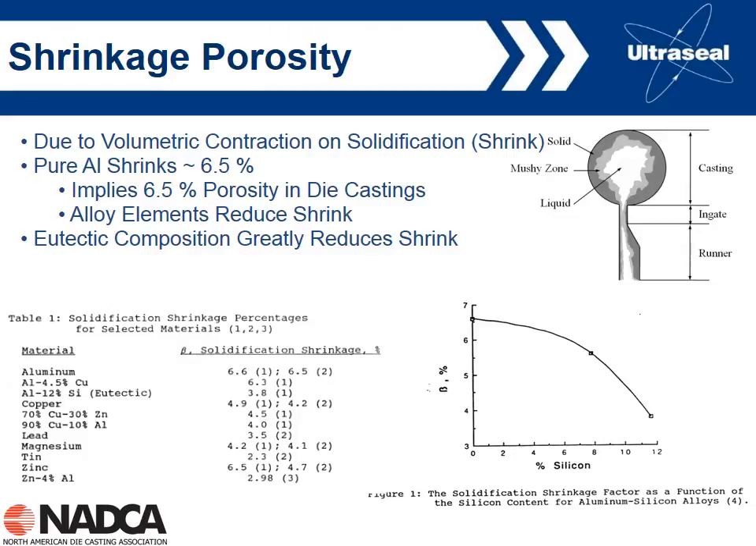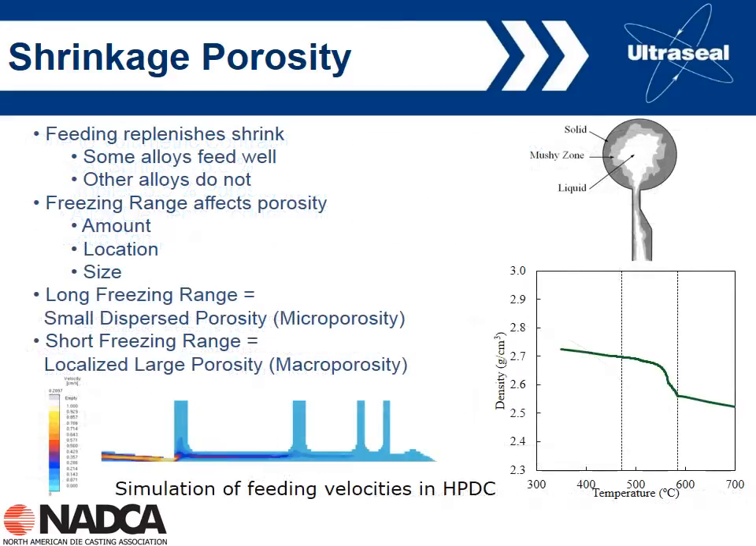So this kind of begs the question, why don't we just always cast eutectic composition? If we go back to the aluminum silicon system here, we can see that by adding 12% silicon, we significantly reduce the volumetric shrinkage. So why don't we just cast all our die castings on that composition? Well, again, unfortunately, things are not quite that simple. So let's delve into shrinkage a little bit more.